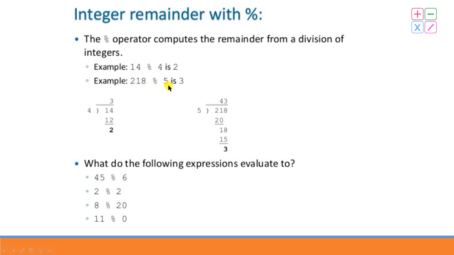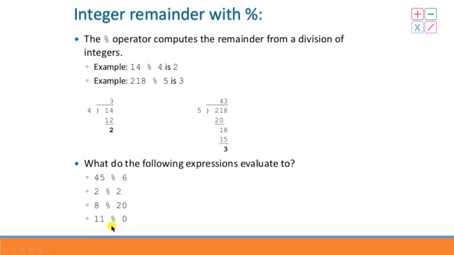218 modulo 5, the remainder is 3. So taking modulus will give you the result 3. So right here, 45 modulo 6. We know 6 times 7 is 42, so the modulus will be 3. 2 modulo 2, that will be 0. 8 modulo 20 will be 8, because the quotient is 0, while the remainder is 8.